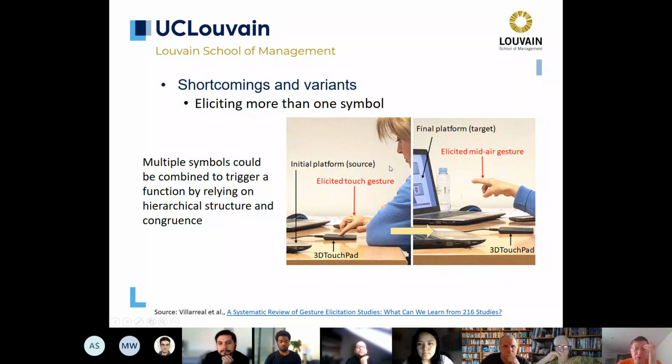Or here is another example: for one action, the same user performed a simple gesture on a touchpad and a mid-air gesture on a screen equipped with not just the touchpad, but also with a leap motion. So again, this is the problem of transferability: this person gave a 2D gesture for one action and a 3D gesture for the same action. And we don't know to what extent they are related to each other. Again, consistency and transferability.